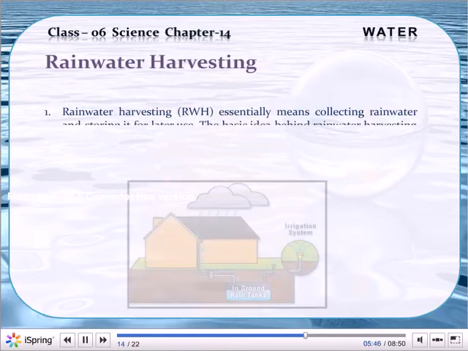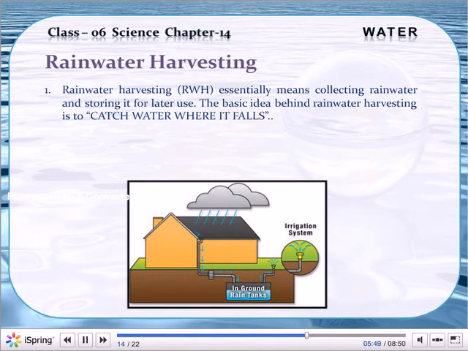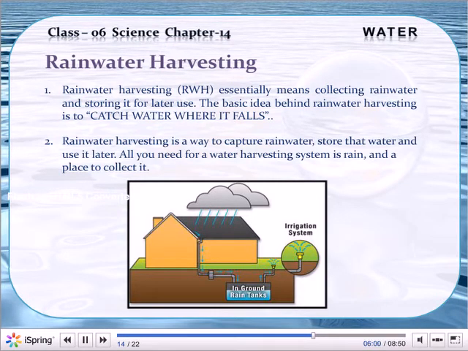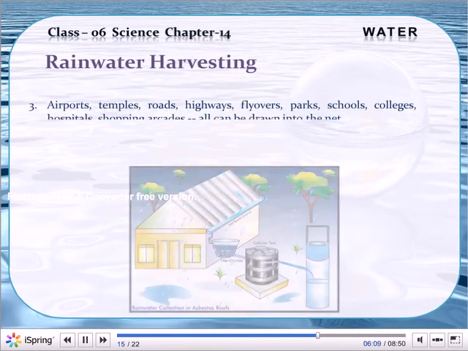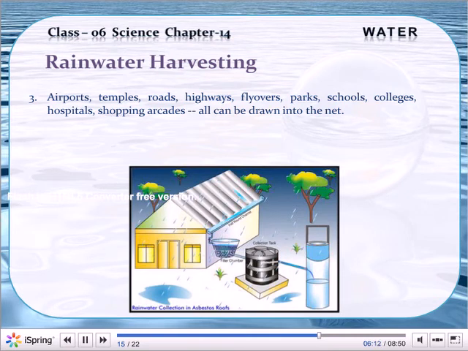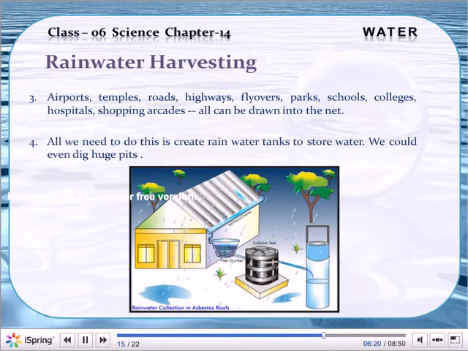Rainwater harvesting. Rainwater harvesting essentially means collecting rainwater and storing it for later use. The basic idea behind rainwater harvesting is to catch water where it falls. Rainwater harvesting is a way to capture rainwater, store that water, and use it later. All you need for a water harvesting system is rain and a place to collect it. Airports, temples, roads, highways, flyovers, parks, schools, colleges, hospitals, shopping arcades, all can be drawn into the net. All we need to do this is create rainwater tanks to store water. We could even dig huge pits.